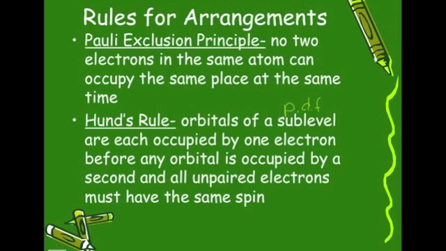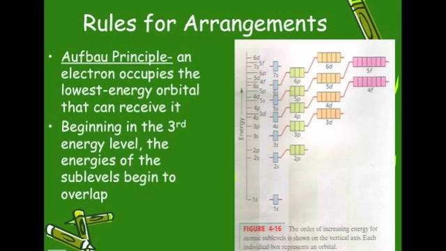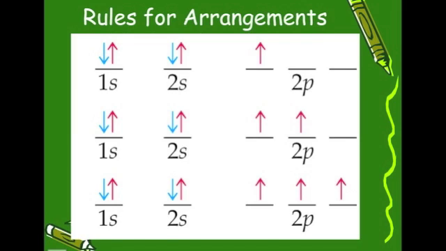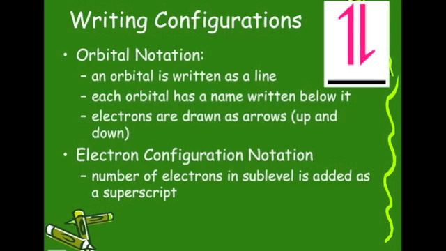So the 3 rules: Aufbau says lowest energy levels are filled first. Pauli says that you can't have 2 electrons in the same place at the same time. This will make more sense once we start talking quantum numbers, in that no 2 electrons can have the same 4 quantum numbers. And like I said, that will make significantly more sense a little bit later. And then Hund's rule says each orbital in a sublevel gets 1 electron before anybody gets a second. I don't like that picture, so I'm just going to skip right over it.